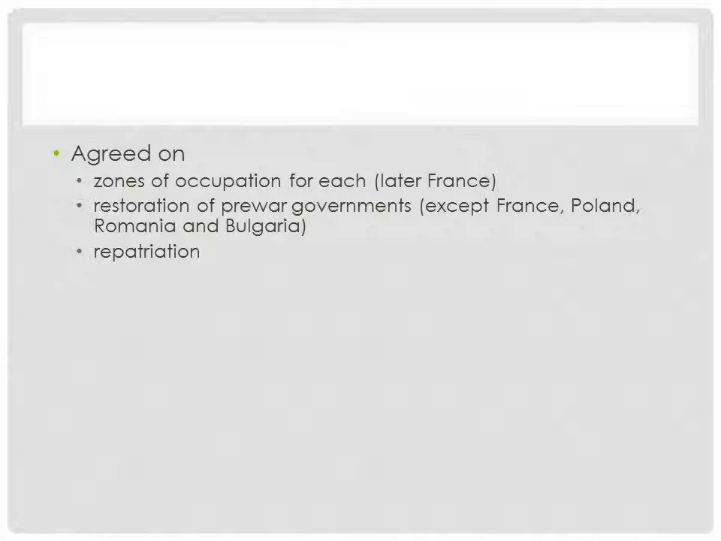Repatriation of soldiers. We have huge numbers of people that had been captured. So Italians in North Africa, Germans in Eastern Europe, et cetera, et cetera. And so how they were going to bring these people back home.